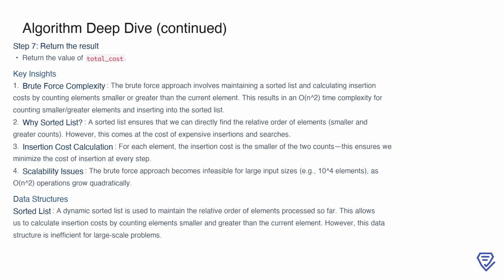First, the time complexity is O(n squared), due to the repeated counting of smaller and greater elements and the insertion operations, which makes it impractical for large input sizes. The use of a sorted list allows us to efficiently calculate relative ordering, but at the cost of expensive operations. The insertion cost calculation ensures that we are always minimizing the cost for each step, but the overall scalability of this approach is limited due to its quadratic growth. While the sorted list simplifies order management, it is inefficient for large-scale inputs, as we will need a more optimized approach to handle larger arrays.